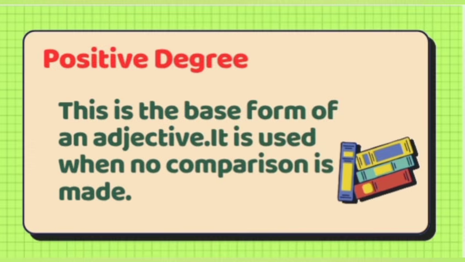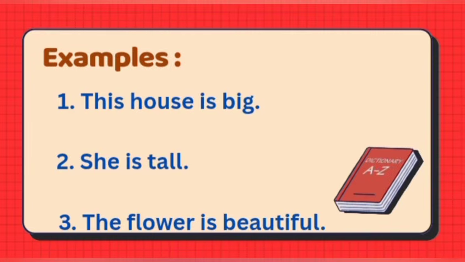This will be more clear to you. Now look at these sentences on your screen. Sentence number 1. The house is big. Here we are only talking about one house. How is the house? Big. Sentence number 2. She is tall. How is she? She is tall. So here we are only talking about one girl and not more.